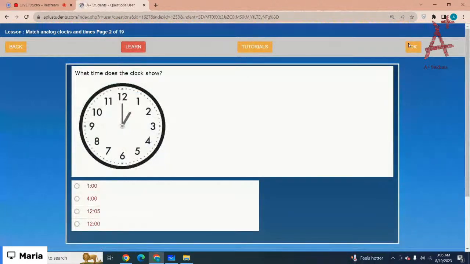What time does the clock show? Which is the correct option? You can see the shorter one is the hour hand and the larger one is the minute hand. The shorter one is pointing to 1 and the larger one is pointing to 12. That means it is 1 hour and 0 minutes. So the correct option is option number 1. That would be just 1.